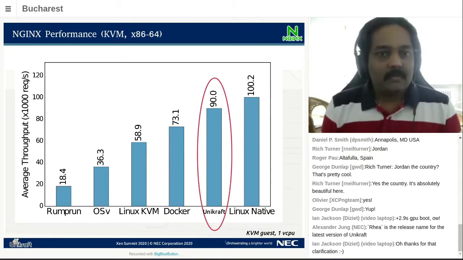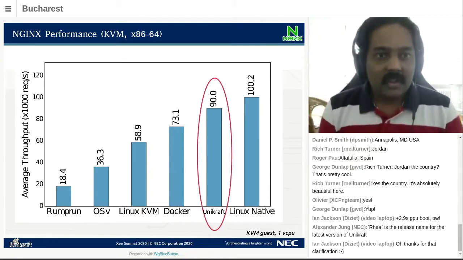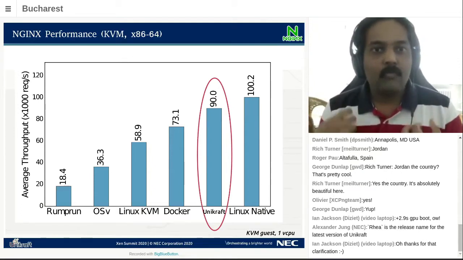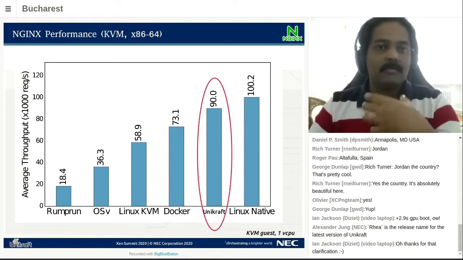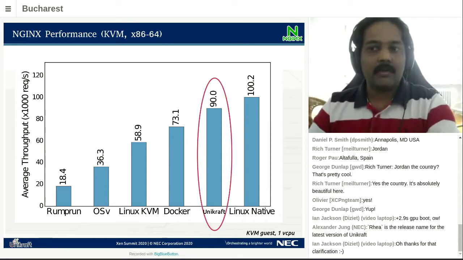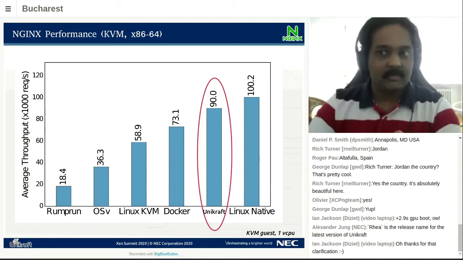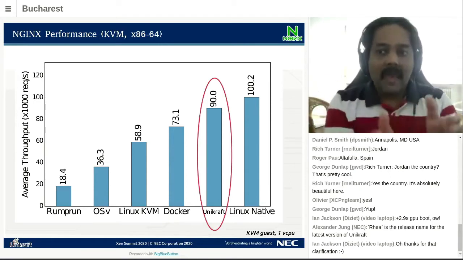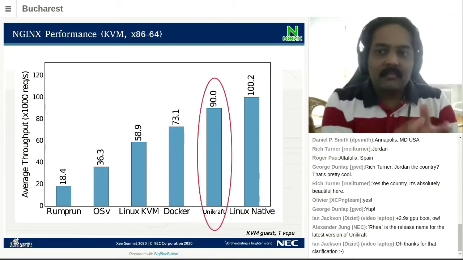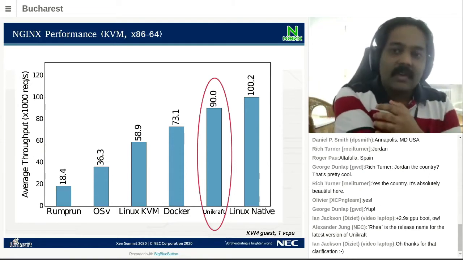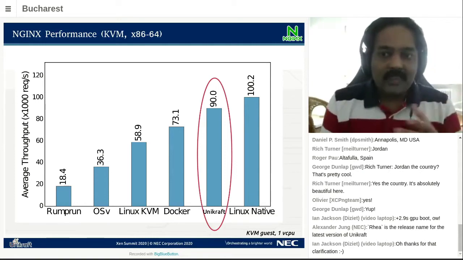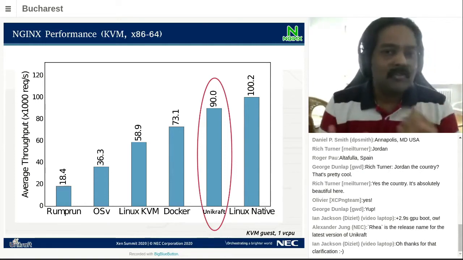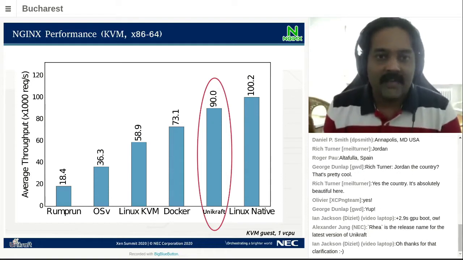Similarly, we did the same test for Redis to measure our throughput. With Redis, if you compare it with the bare metal Linux implementation, we are actually much faster in terms of bare metal performance. We are also much faster than other unikernel projects and the Docker environment. So I think in terms of performance, we are outbeating these other projects.